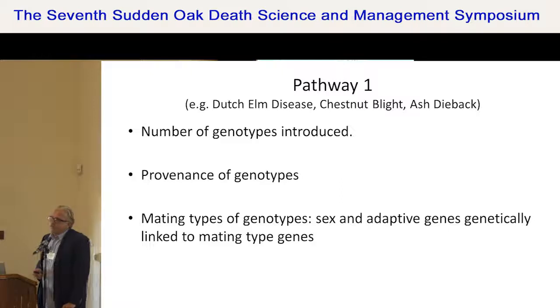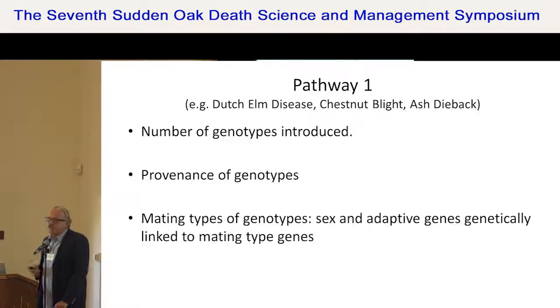So when we think about the first pathway of introduction, and I've brought down some examples to let you know this is not uncommon: Dutch elm disease, chestnut blight, ash dieback, they all kind of fit within the first pathway. There are several factors that are quite important that really should make us think why we need to persist with control of this introduction. Number of genotypes introduced is extremely important. So we shouldn't give up because one pathogen has been introduced, because if we introduce it again and again and again, that pathogen will be much better adapted to invade the new ecosystem. This is something that regulators have a hard time dealing with.